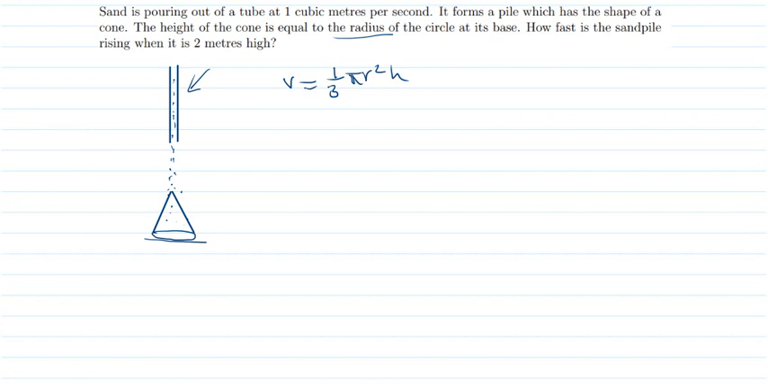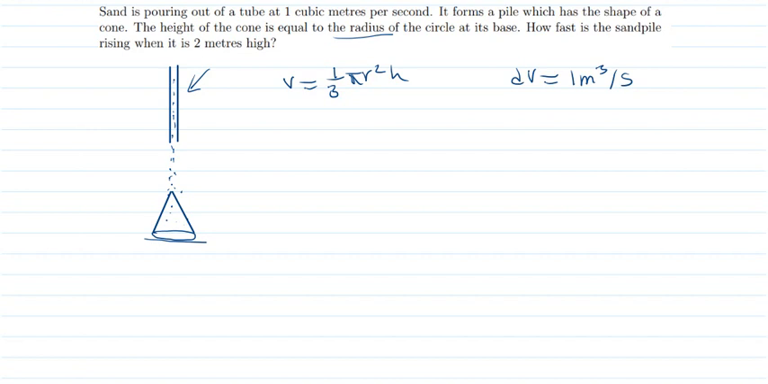And the second thing we know is the rate at which the sand is pouring out of the tube is equal to the rate at which the volume of the cone is increasing. So this is equal to 1 meter cubed per second. Okay, so using this information, we have also been told that the height is equal to the radius at the base.